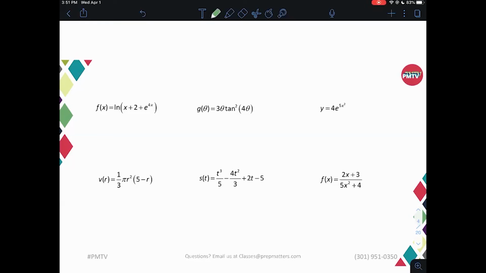Would you use a product rule? Would you use a chain rule? Would you use a combination of rules? Do you know the particular derivatives that you need, whether you need to know a trig derivative or a derivative of an exponential function, something like that? Think about how you would do these. And again, I'll give you a couple seconds here.